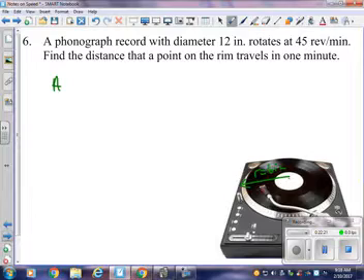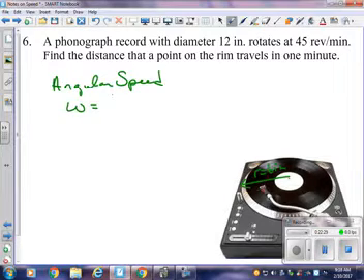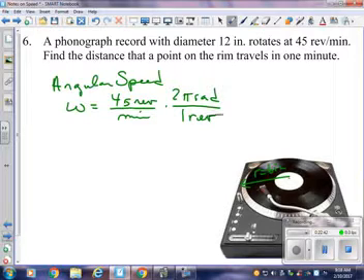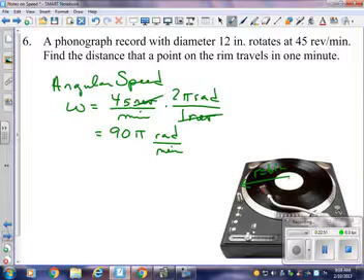So our angular speed is equal to omega, 45 revolutions per minute. That is the speed at which the record is turning. And we're going to multiply that by 2 pi radians over 1 revolution. Revolutions cancel. So 45 times 2 is 90 pi radians over minutes.